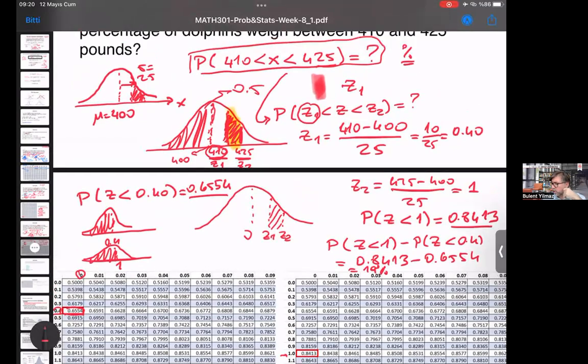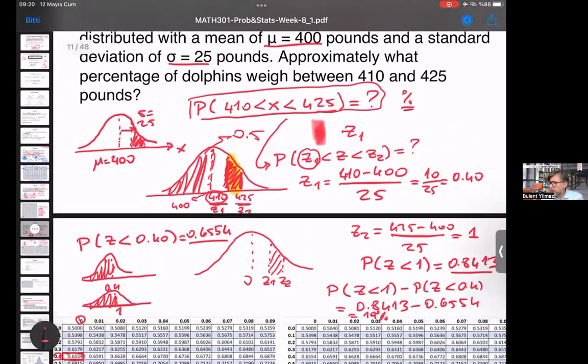So what is the question? I want you to find out the percentage of dolphins with this weight interval, okay? 410 and 425 pounds. So how do I do it? I want to find out this area, okay? The whole area is 1. Half of the area is 0.5. So I'm interested in this. How do I do that?